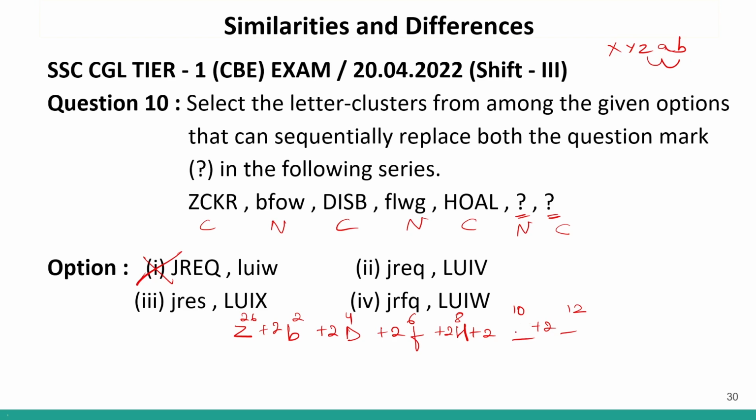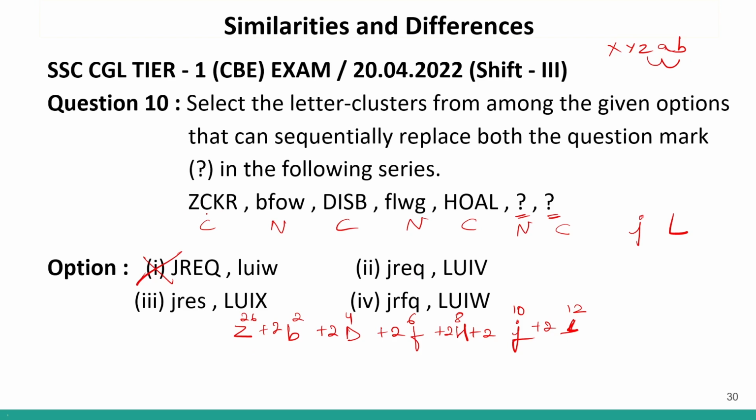J will be in the small term like this. Okay, and at 12th position we have what? At 12th position we have L, which will be in caps. Sorry, which will be again in small caps. So J and then L. So in these three options, we have the same thing, J and then L.